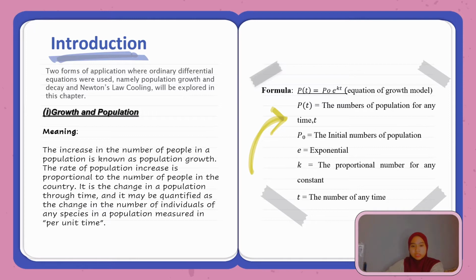It is the change in a population through time, and it may be quantified as the change in the number of individuals of any species in a population measured per unit time. The formula of growth and population is P(t) = P0 e^(kt). P(t) is the number of population at any time. P0 is the initial number of population. E is for exponential. K is the proportional constant. T is the time.